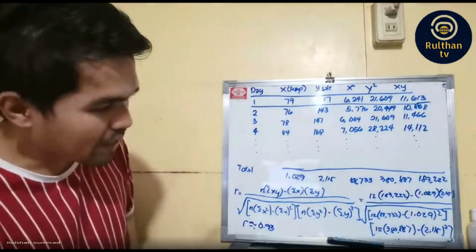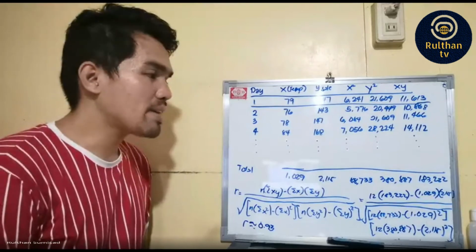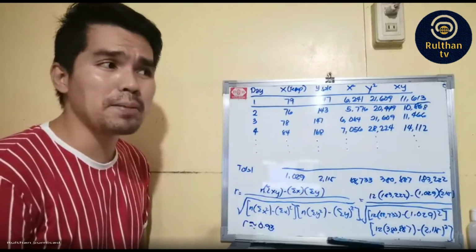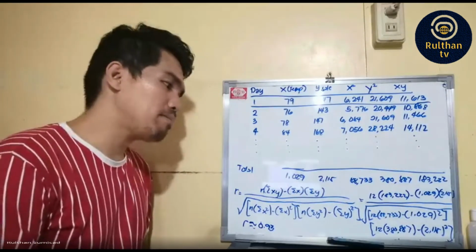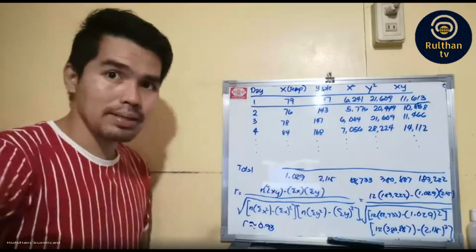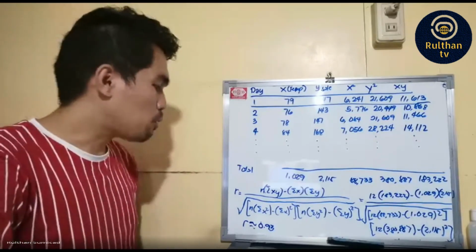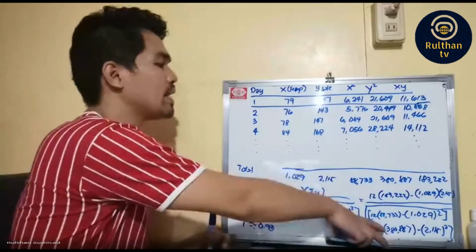meaning to say there is a very dependable relationship between variable x and y, where x stands for the temperature during summer days, and variable y is the sale during summer. Okay? We computed our R. We need to solve for our t. Can I erase this one?